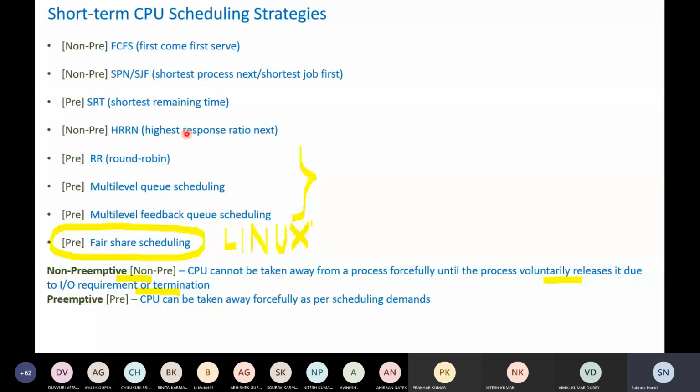That's why in this class mostly we'll be talking about some of the scheduling algorithms which can be actually implemented without this impractical knowledge of service time. So that will be the main focus. We'll be talking about round robin, multi-level queue, multi-level feedback queue, and finally the fair share scheduling, which is actually used in Linux based systems.